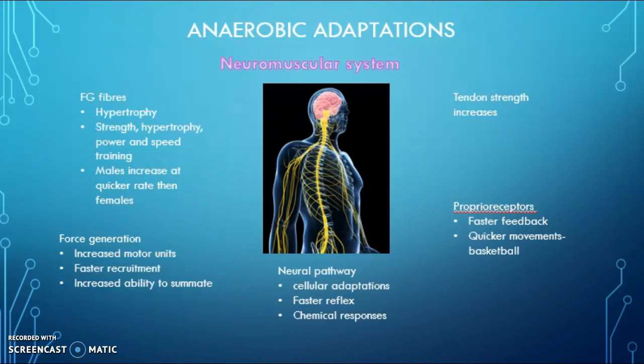Another adaptation is that proprioceptors give faster feedback, meaning that there are quicker movements, which is essential for Giannis, as it is important to be very athletic in basketball. There is also an increase in force production, as there is an increase in motor units and faster recruitment of them, and an increased ability of summation, so much more power is generated.